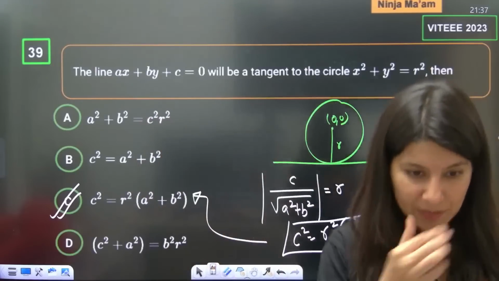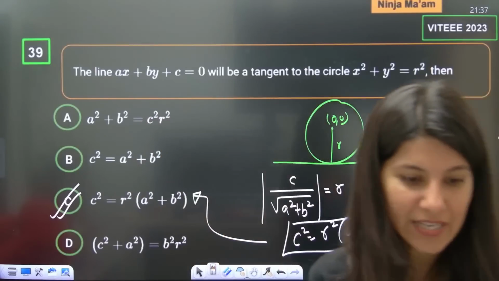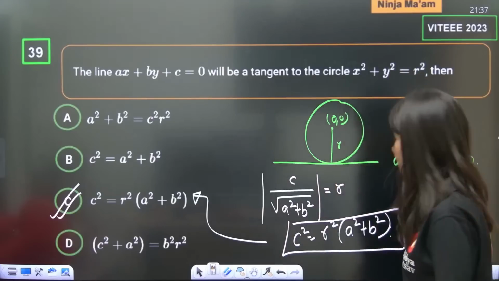Yes, easy question. Do more VIT sections. Yes, yes, yes. We are going to do that also.